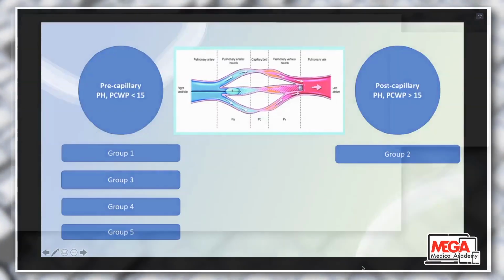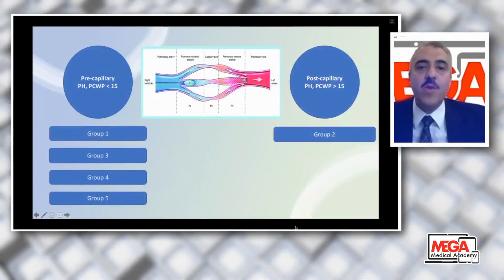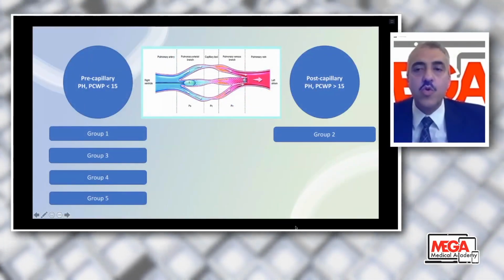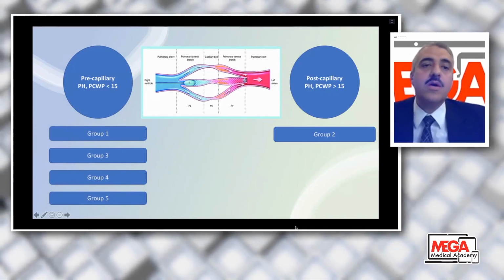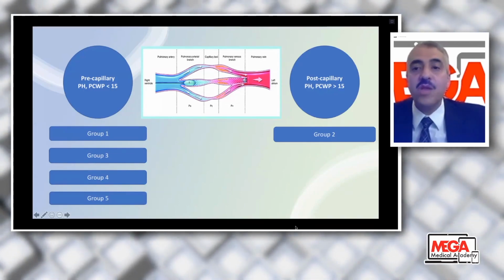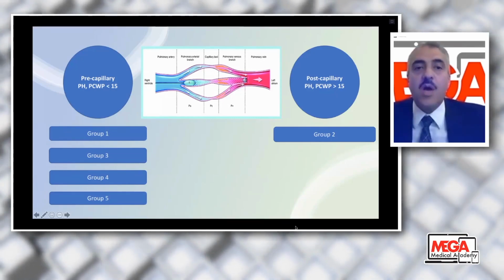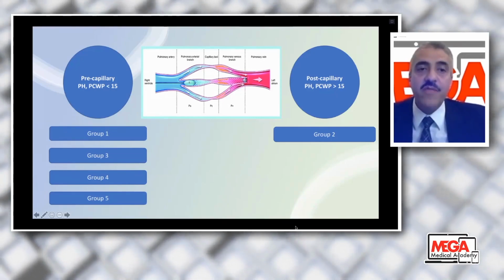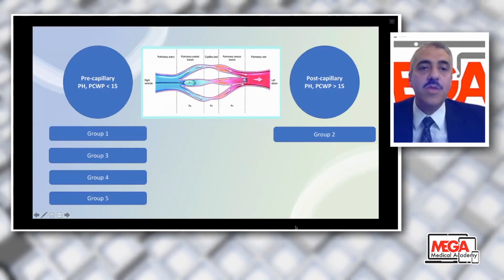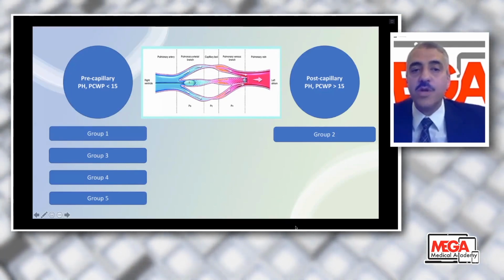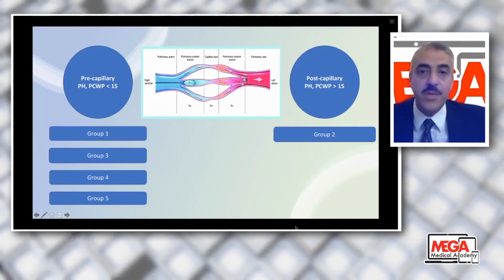All these groups could be considered pre-capillary pulmonary hypertension except group 2. Group 2 is considered post-capillary pulmonary hypertension, with pulmonary capillary wedge pressure more than 15 millimeters mercury. However, groups 1, 3, 4, and 5 are called pre-capillary pulmonary hypertension, with pulmonary capillary wedge pressure less than 15 millimeters mercury.